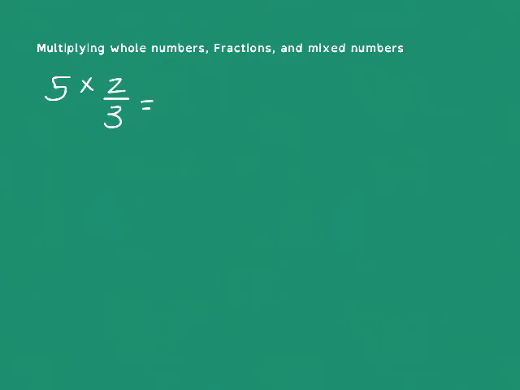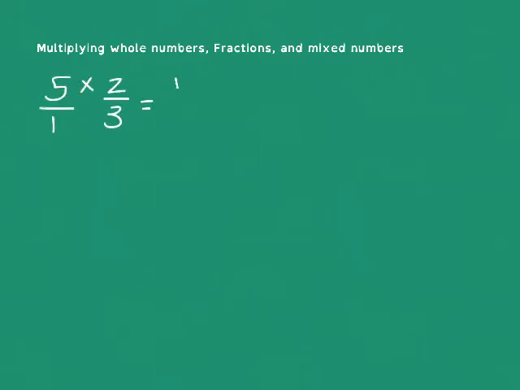In this video, we're going to talk about multiplying whole numbers by fractions, whole numbers by mixed numbers, fractions, and fractions and mixed numbers. So first, we're going to start with multiplying a whole number by a fraction. When we multiply a whole number by a fraction, we're going to put a 1 underneath the whole number and just multiply across. So we multiply our numerators, multiply our denominators.